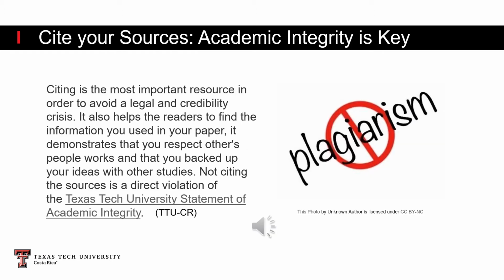Properly citing your sources is key to conducting yourself with academic integrity and avoiding plagiarism, which is a form of cheating. Citing also helps readers to find the information you used in your paper. It demonstrates that you respect others' works and that you backed up your own ideas with other studies. Not citing sources is a direct violation of the Texas University Statement of Academic Integrity.